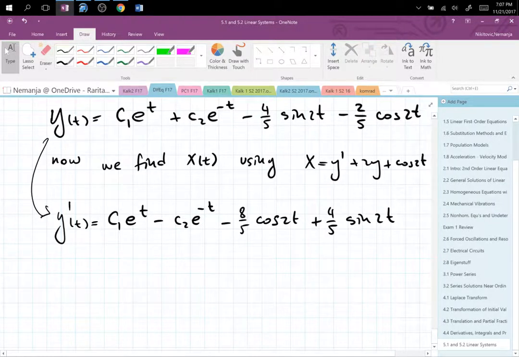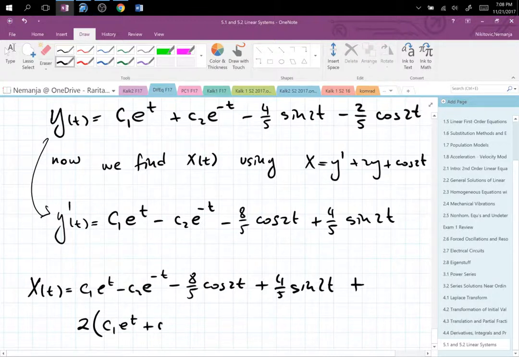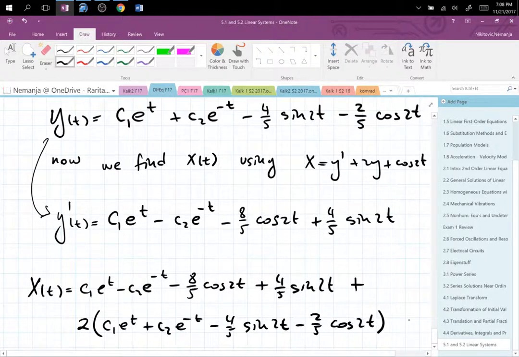So now, what's x of t? X of t is equal to, we have y prime, which is c1 e to the t minus c2 e to the negative t minus 8/5 cosine 2t plus 4/5 sine 2t, plus 2 times the y of t, which is c1 e to the t plus c2 e to the negative t minus 4/5 sine 2t minus 2/5 cosine 2t. And finally, we have just plus cosine 2t.